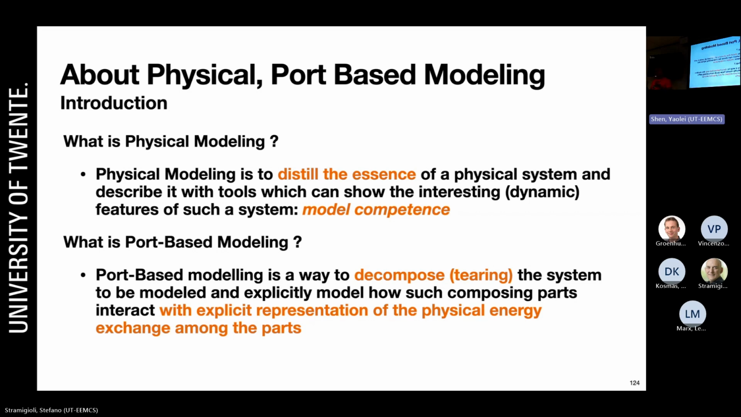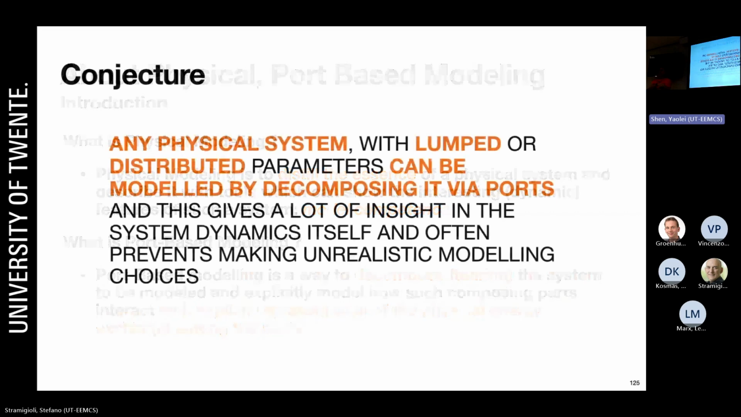And that's not what block diagrams do. Block diagrams are just a nice way to draw equations. Okay? That's the core message. And my conjecture is that any physical system with lumped or distributed parameters can be modeled by composite multiports. And if you do it in a way that preserves the structure, you see things and you are able to do things that are absolutely novel in the way to think about how to model physics.